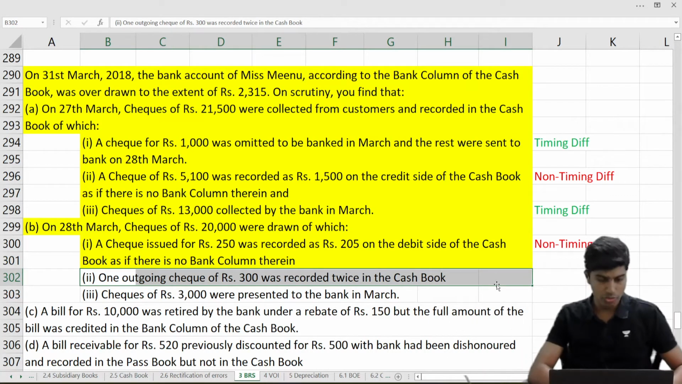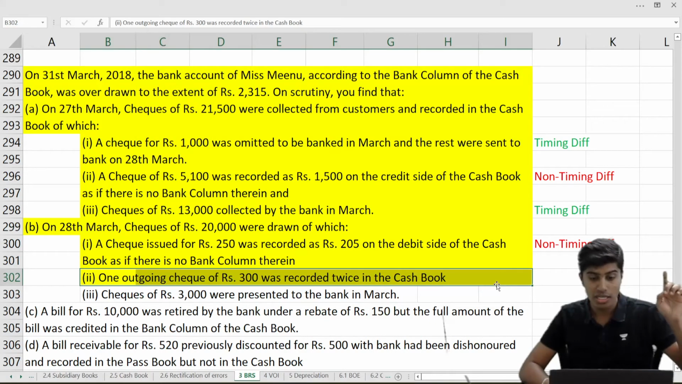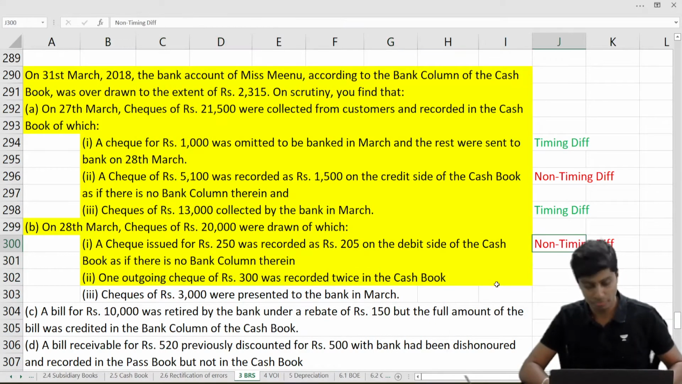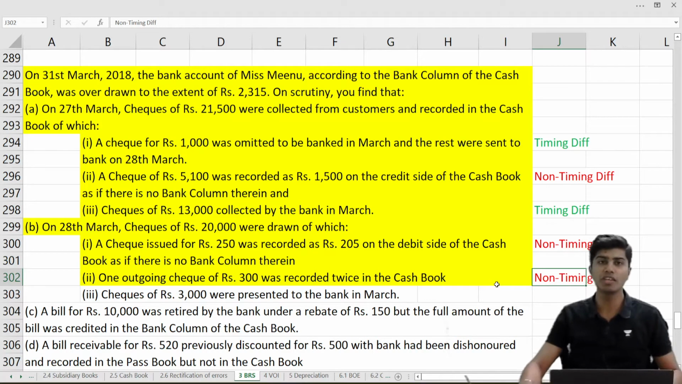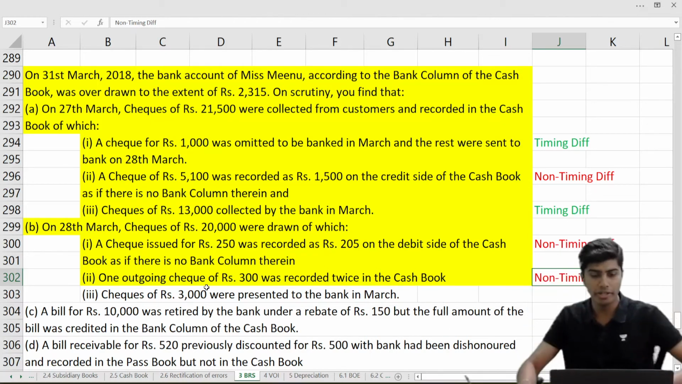So what will we do? Now we'll rectify it. And my friends, remember, this is a non-timing difference again. Why, sir? Very simple. It is an error in the cash, so it needs to be rectified. We'll do this rectification in the amended cash book to the extent of 300. How? By increasing the cash book balance, that is, debiting the amended cash book.